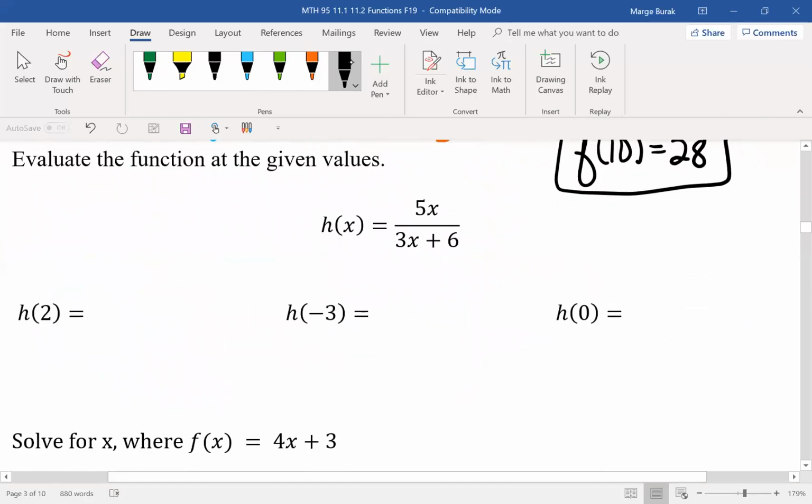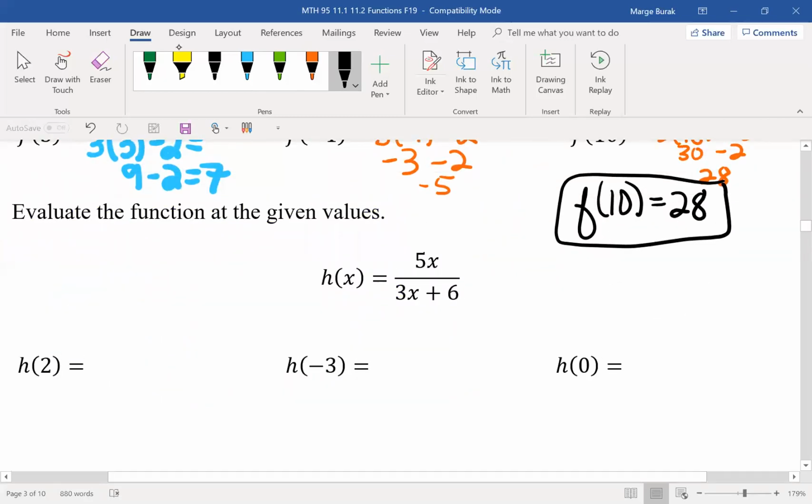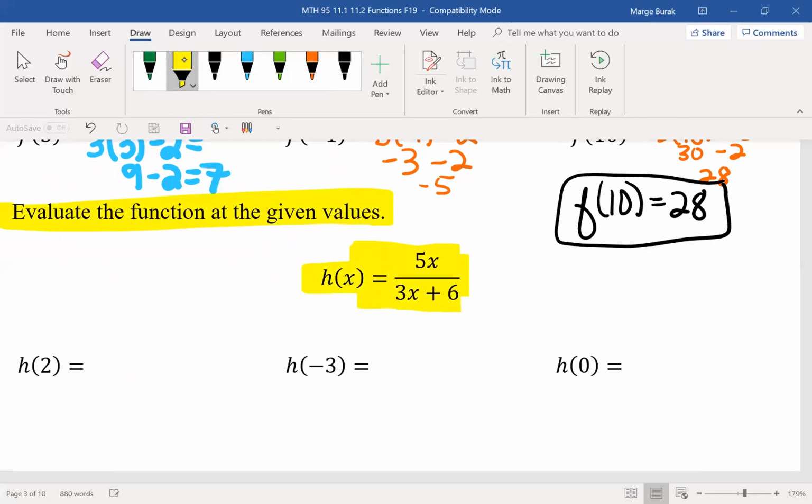This one's a little more complicated function. It's got a fraction, so we really have to follow our order of operations. This is called h of x. The name of our function is h. It doesn't mean anything; we're just learning how to evaluate a function. So what does that mean? Plug it in. Plug in 2 wherever there's an x. So what I have here is 5 times my input over 3 times my input plus 6. That's what my function is doing.